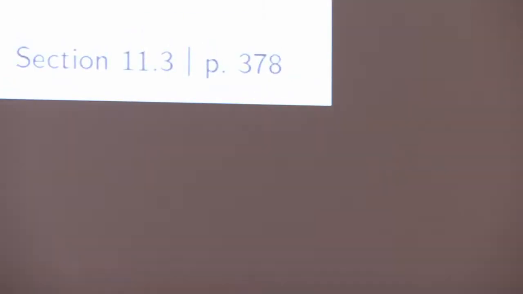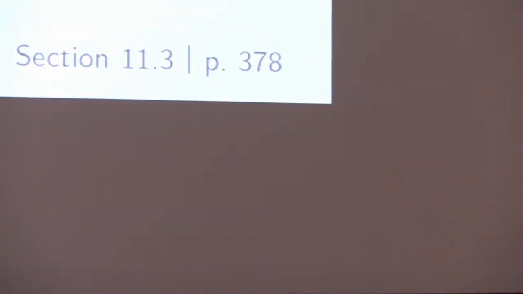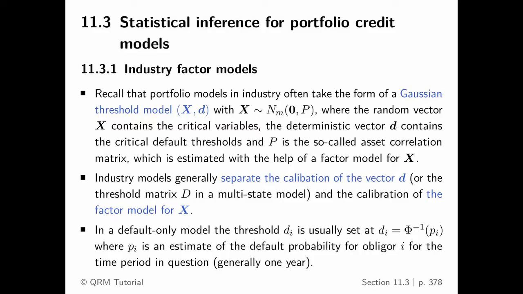So let's go back to multivariate Merton, that is, the threshold model where the critical variables are multivariate normal. You can also call it the Gaussian copula model. There is a vector of critical variables X, which is multivariate normal, with standard margins, correlation matrix P or rho, and some thresholds D. So what do we need to determine? We need to determine D, and we need to determine rho. That's all we have.